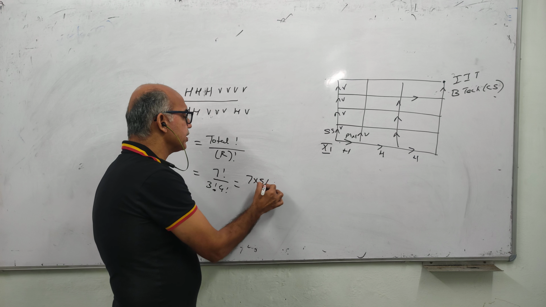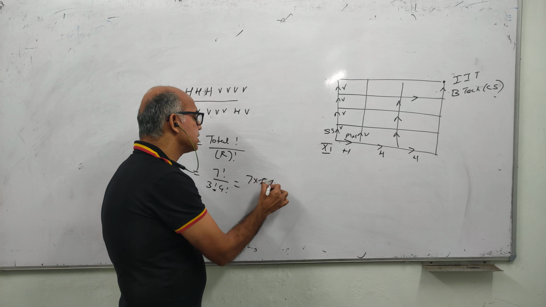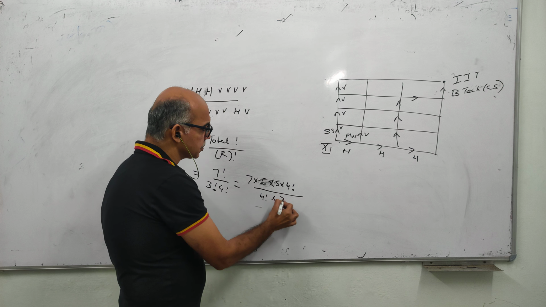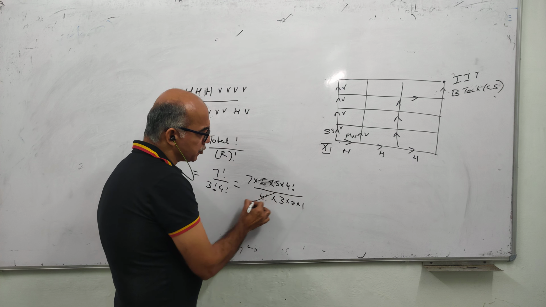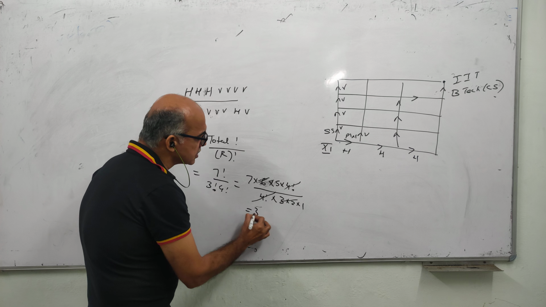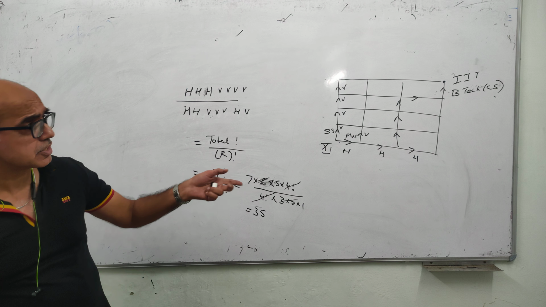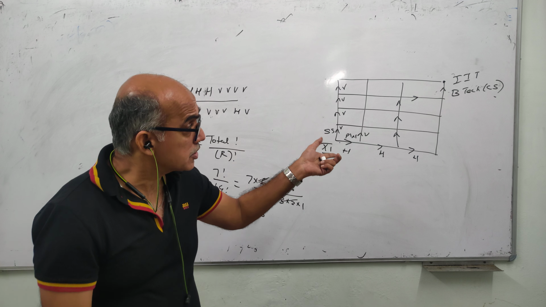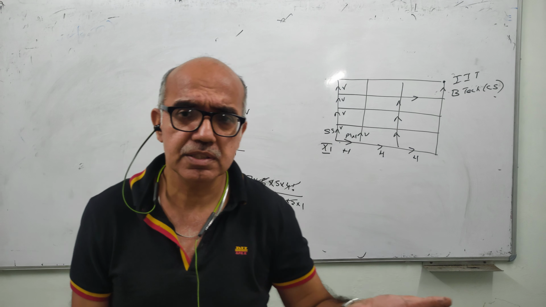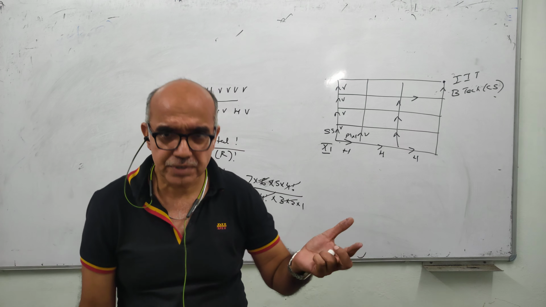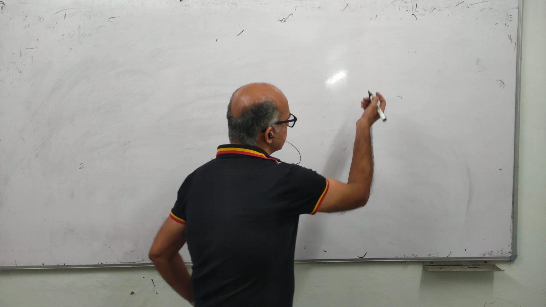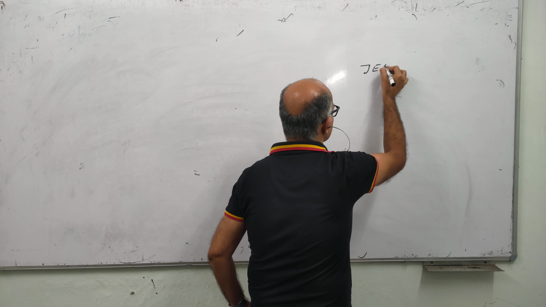It's 7 into 6 into 5 into 4 factorial divided by 4 factorial into 3 into 2 into 1. So 4 factorial तो गया, 3 into 2 ये भी गया. The answer is 35. So there are 35 ways to reach IIT. 35 ways to reach IIT, and there is only one way to not reach IIT, that is not study for it. Fine. Now moving to the next thing, we have a JEE Advanced 2017 question.